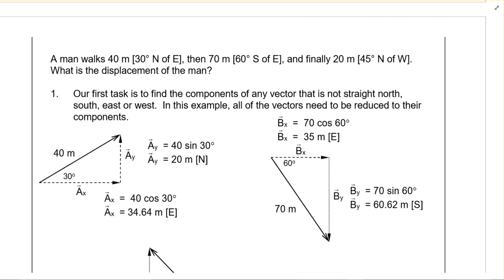All right, now these ones are going to get a little long. They take a little bit longer than a normal question. So this says a man walks 40 meters at 30 degrees north of east, then 70 meters at 60 degrees south of east, and finally 20 meters at 45 degrees north of west. What is the displacement of the man?